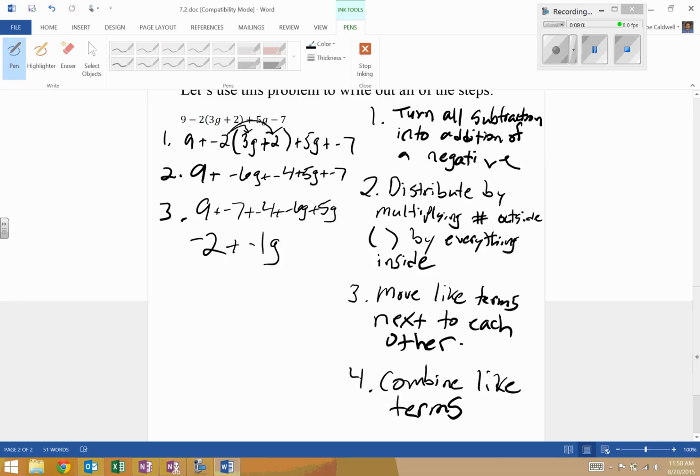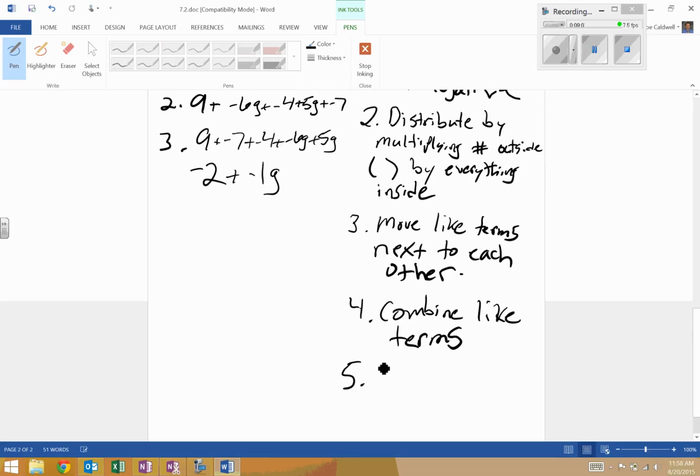And I'm going to put at the bottom here, make as simple as possible. What I mean by that is we don't need to include a 1. It's like, we have a goat, we don't need to say 1 goat. That's the same thing. And we can also change addition of a negative back to subtraction just to eliminate the clutter. So we could write this as negative 2 minus g as our final answer.